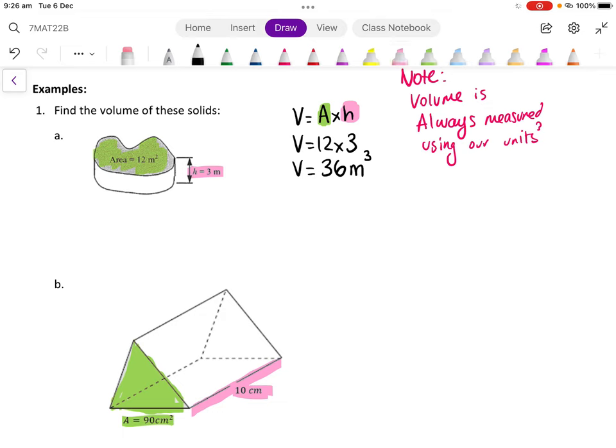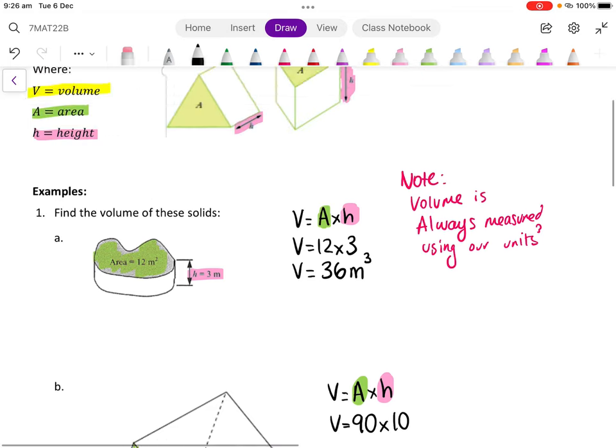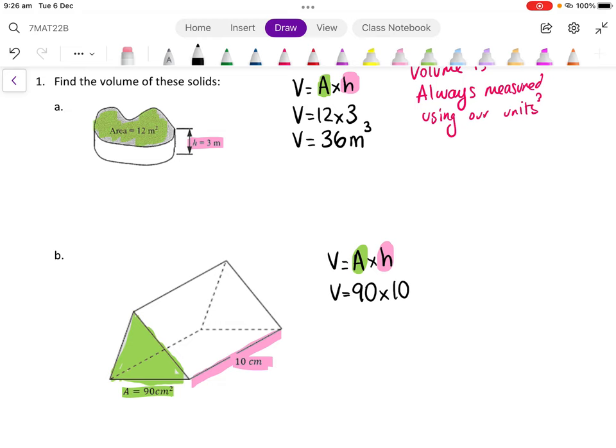So we have the formula V equals A times H, and we have our A and our H. So we have our volume equals 90 times 10. As our area was 90 and our height is 10, our volume equals 900 centimeters cubed. And again, making sure that we have our units cubed and that we are showing our 3 lines of working out. So we have our formula, we have our substitution, and we have our answer.